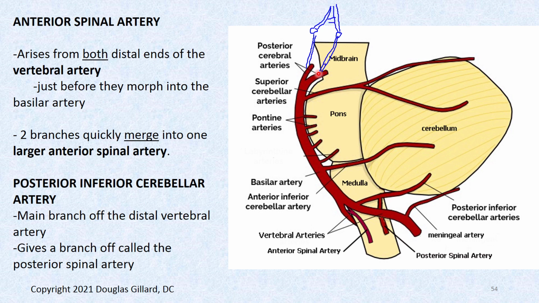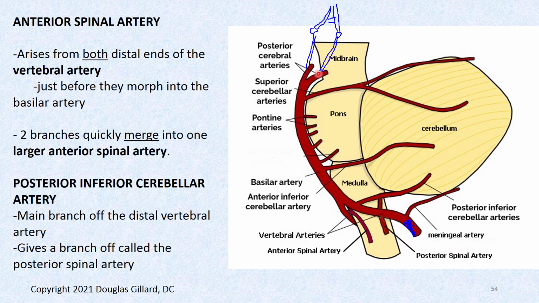So why am I bothering you to make you learn this again? Well, what happens if we get a piece of plaque growing here? This vertebral artery, let's say here's a big piece of plaque in blue, and it's occluding the artery. It's causing a beaver dam.